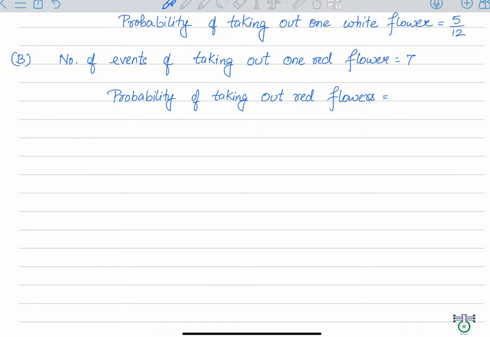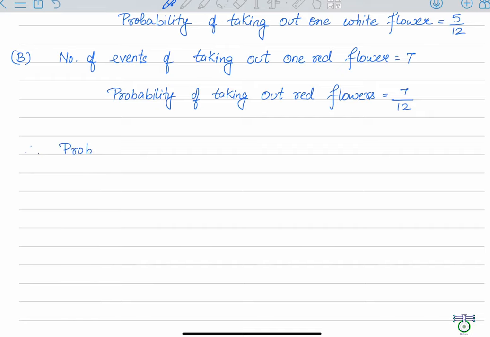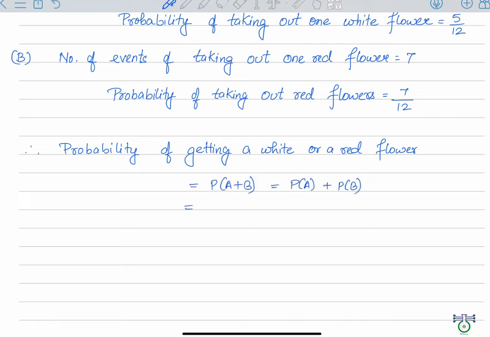Now, to find the probability of getting a white or a red flower, we have to use addition. So probability of A plus probability of B. So we add up 5 by 12 plus 7 by 12 and we get 1. I hope you could understand this video.